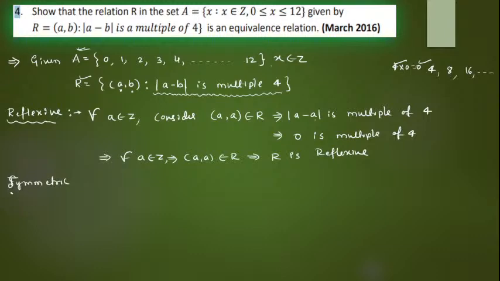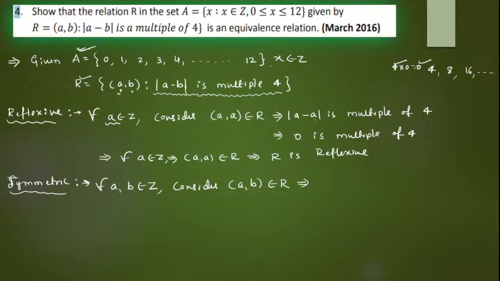Symmetric condition. Clear? So here we have taken one integer. For symmetric condition, you have to check two integers. Let us take two integers A and B belonging to the set of integers Z, lying between 0 to 12, which are present in set A. So A comma B belongs to Z. Consider an ordered pair A comma B belonging to my relation R.